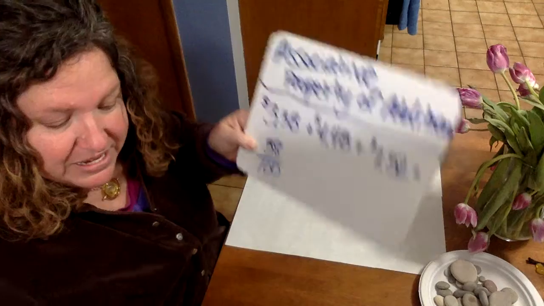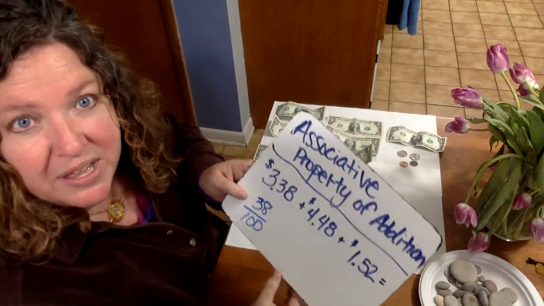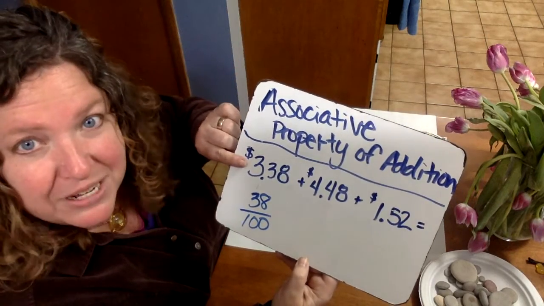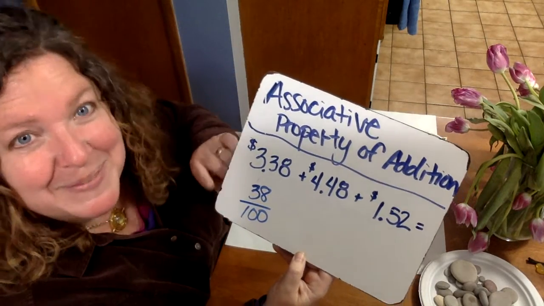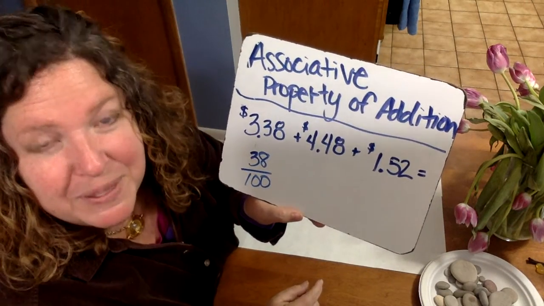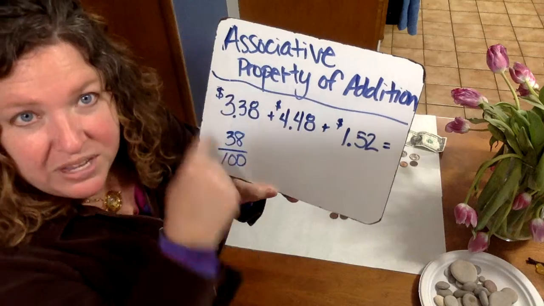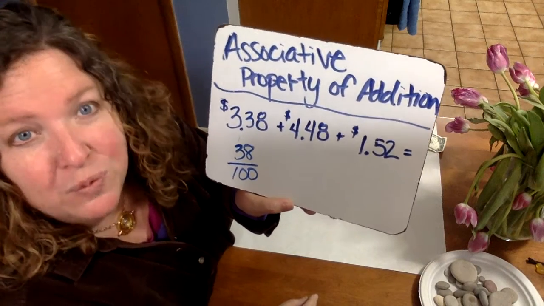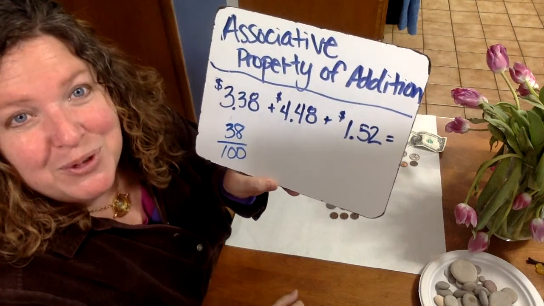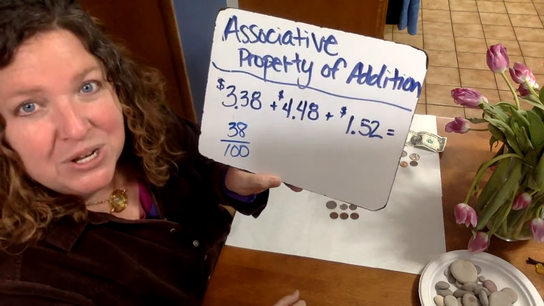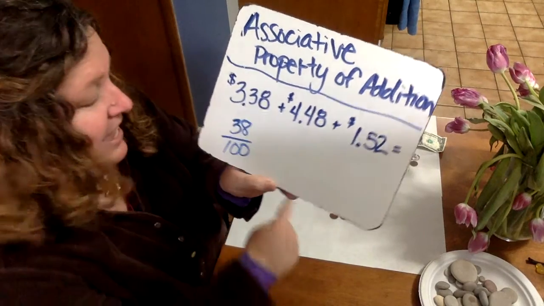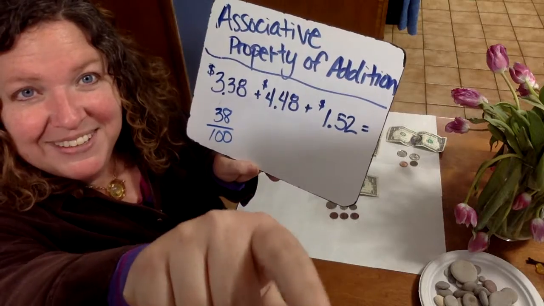So the question then is, does the associative property work if we're talking about fractions or decimals? And the answer is yes, it does. In the commutative property example, I showed you how the commutative property works with fractions. So here in this video, I'm going to show you how the associative property works with decimals. To do that, I've changed the decimals into money, and I've laid out some money, so let's take a look.